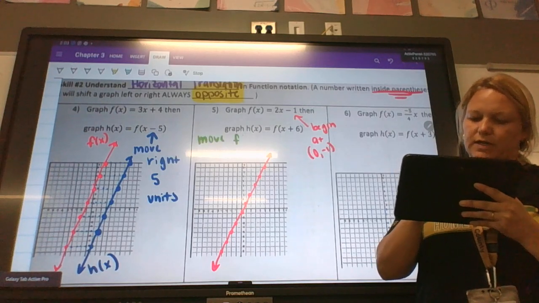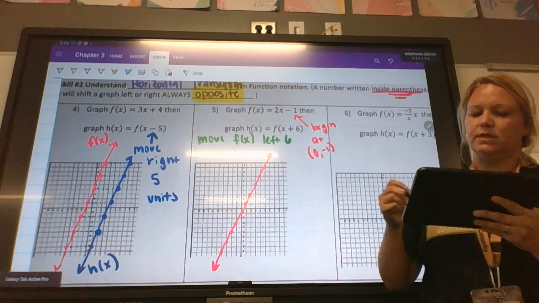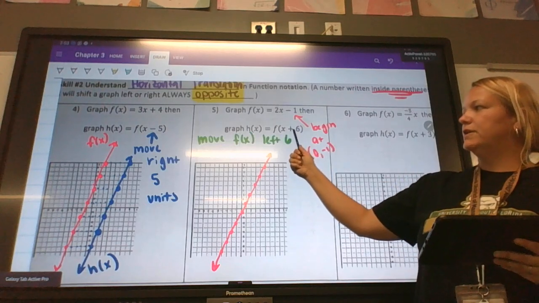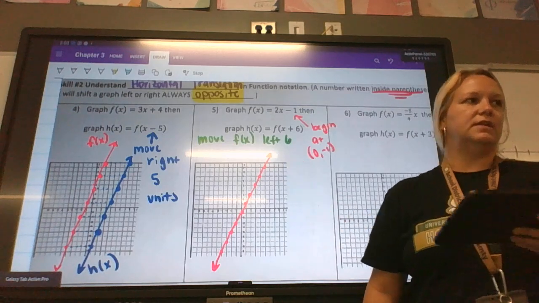That's okay. Hopefully you did it in pencil. So this means whatever you're at, take every point and count to the left 6.